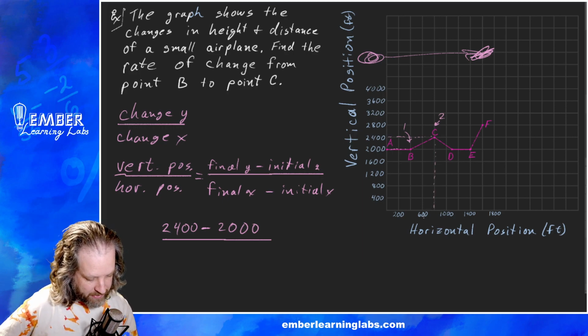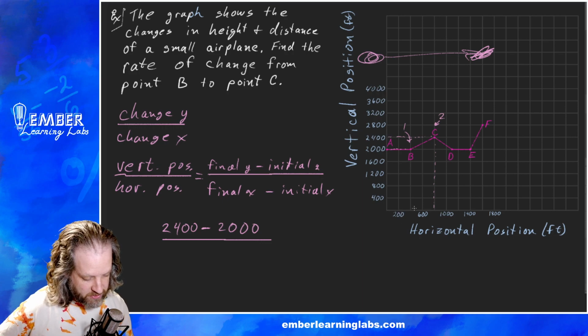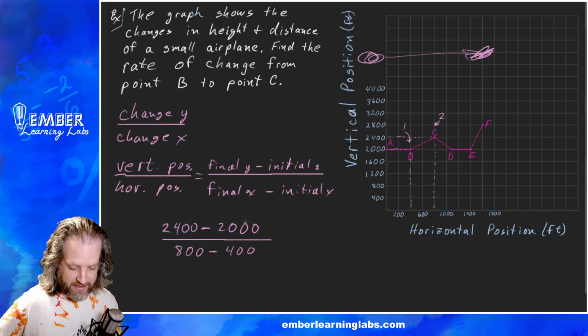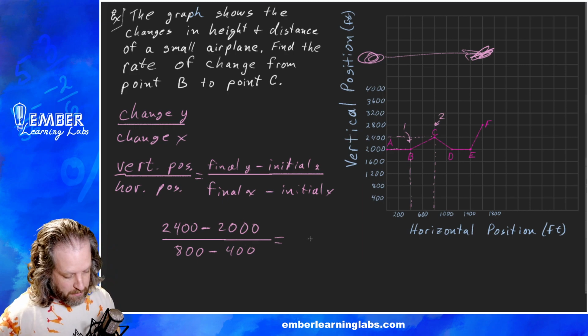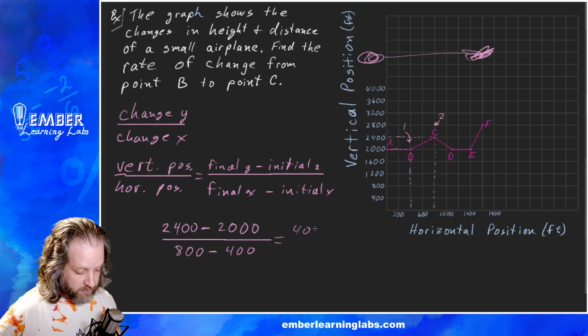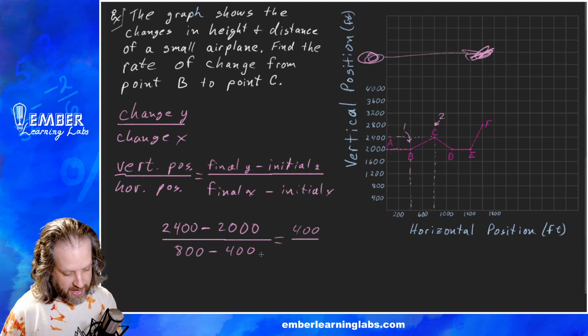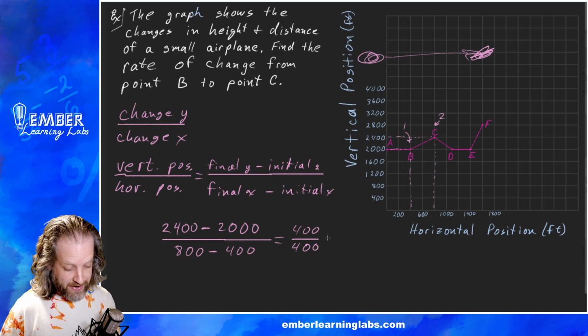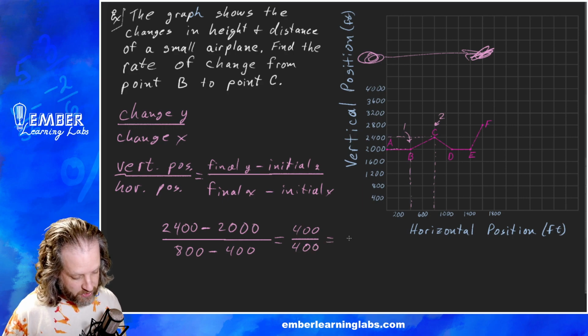We have to figure out what we're counting by. We're counting by 200: 200, 400, 600, 800. So 800 minus the initial position. At that B point, that's 200 and then 400. Now we just subtract. 2,400 minus 2,000 is 400. 800 minus 400 is 400. 400 divided by 400 equals 1.